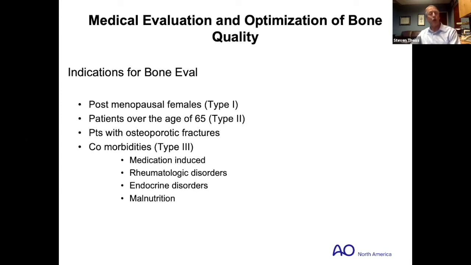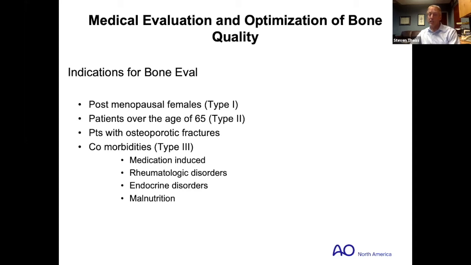So people that are on those for a long time need to have their bone quality assessed. The second category of comorbidities is rheumatologic disorders, mainly rheumatoid arthritis and lupus. So make sure you check those. There's several endocrine disorders, hyperparathyroidism, hyperthyroidism, hypogonadism are the main ones, as well as diabetes. So any patient that's a significant diabetic deserves evaluation of their bone quality.